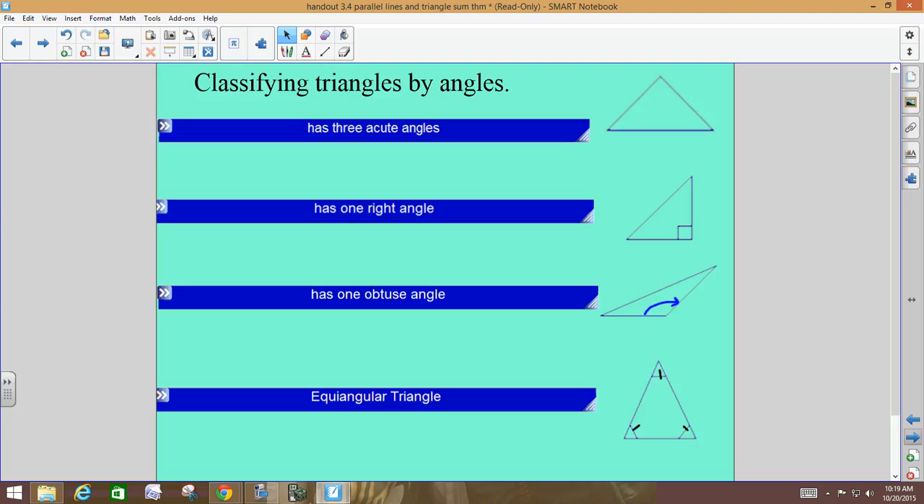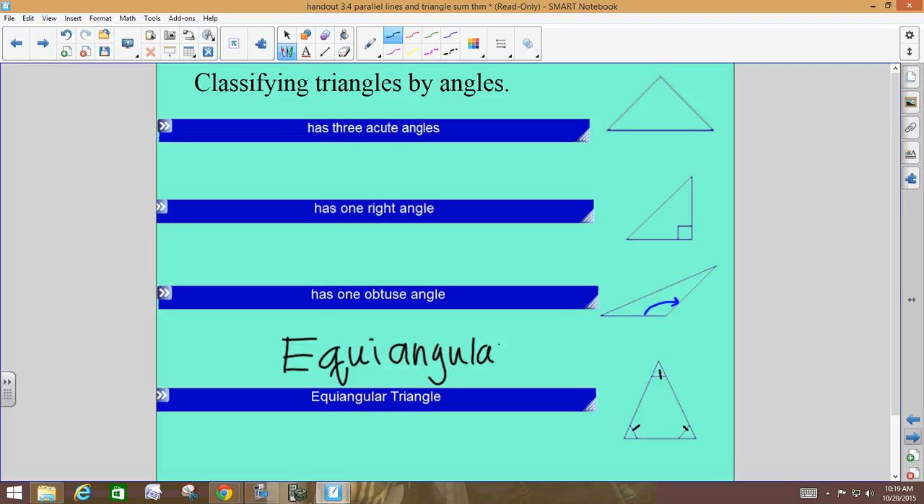And then this last one, all 3 angles are marked congruent. It's called an equiangular triangle. I'll write it bigger. E-Q-U-I, equi meaning equal, angular meaning angles. Equiangular triangles have 3 congruent angles. Those are your 4 ways to classify a triangle based on their angle measures. It's either acute, right, obtuse, or equiangular.